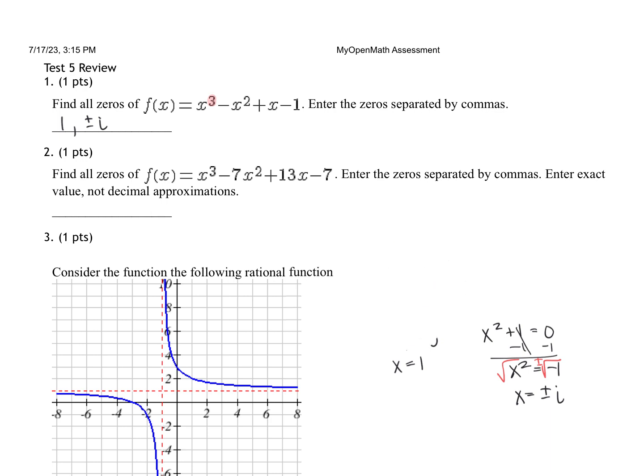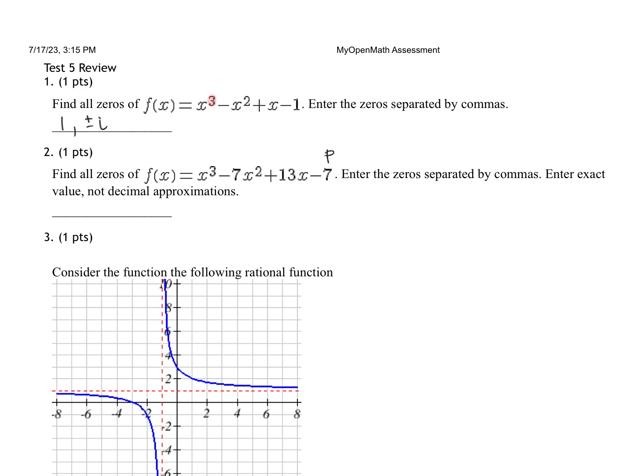All right, let's look at number 2. So for number 2, find all zeros, enter the zeros separated by commas. So we can try to factor by grouping here. This one will not work, so we won't be able to use the same process as number 1. Instead, we will have to do the P over Q method.